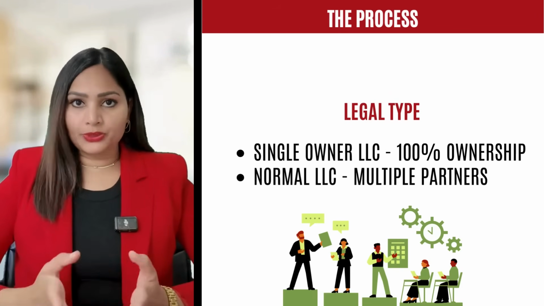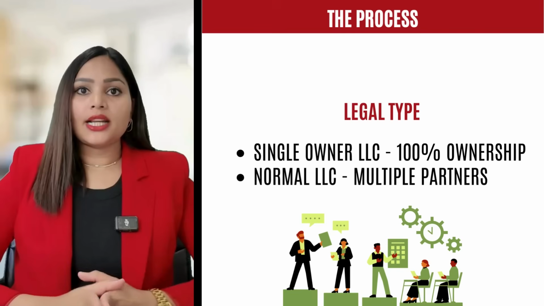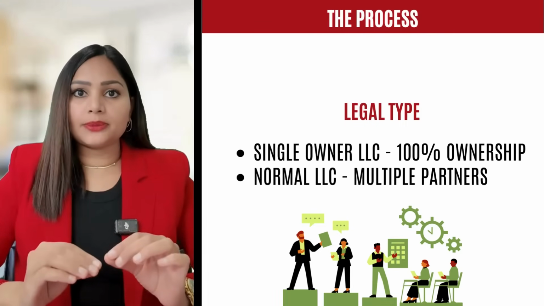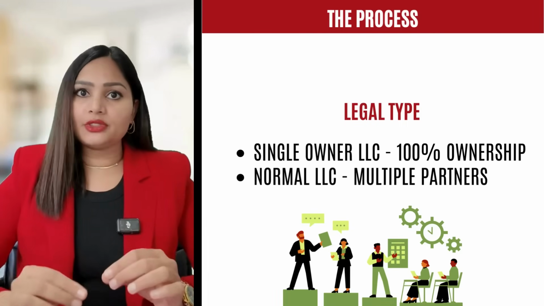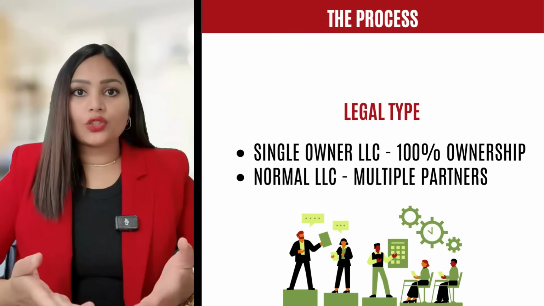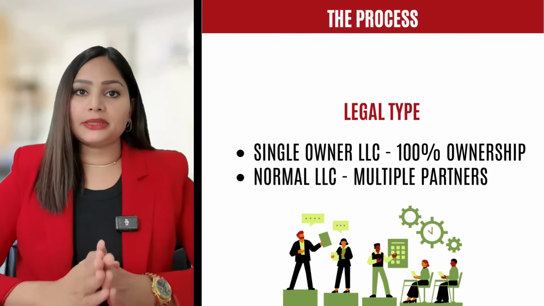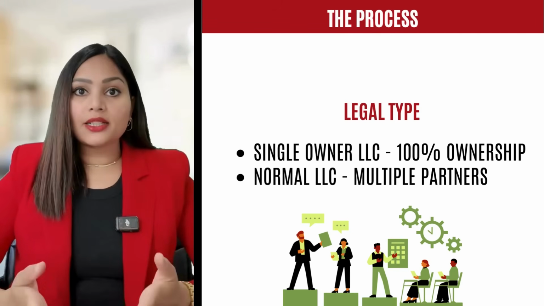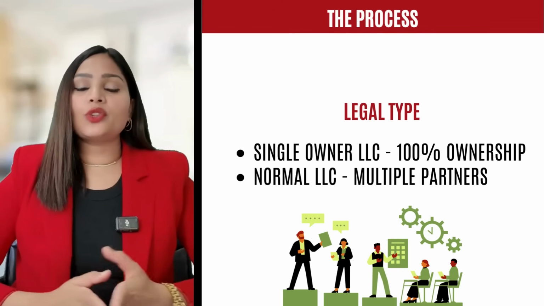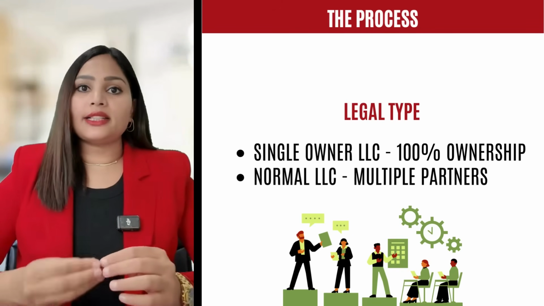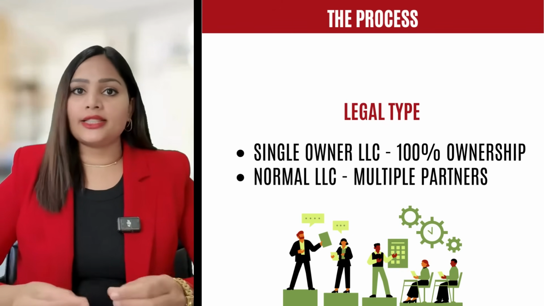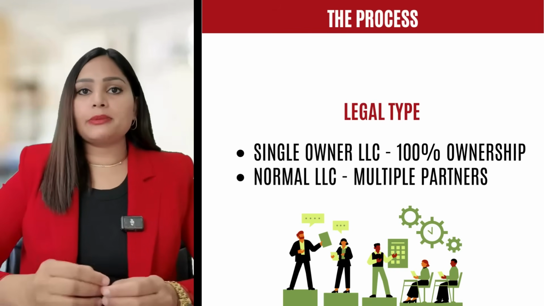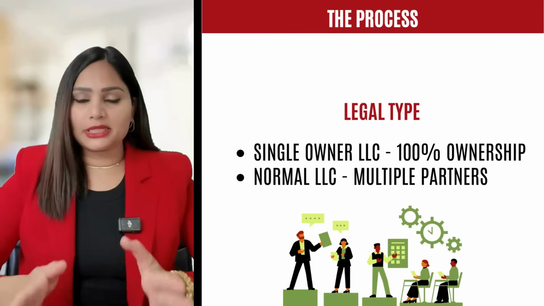For the legal type, we have options. If you are a single person and you want 100% ownership, you can go for a single owner LLC, which will be 100% your ownership and you will be the only owner in the company. But if there is more than one partner, or multiple partners, then you can go for a normal LLC and you will add every person's account and connect it to the IID portal. That becomes a bit difficult because you have to make a separate account for all the multiple partners.